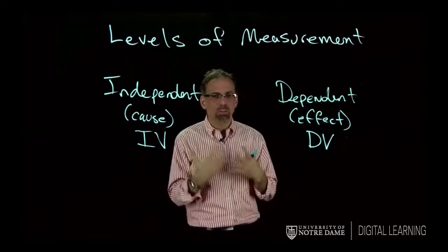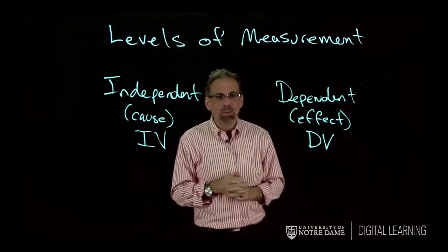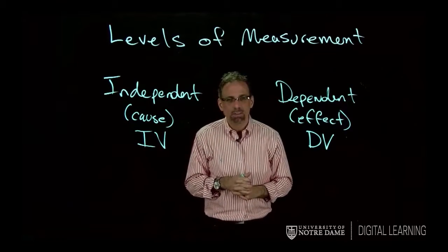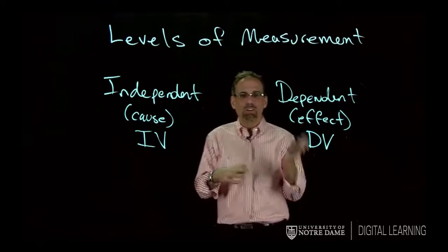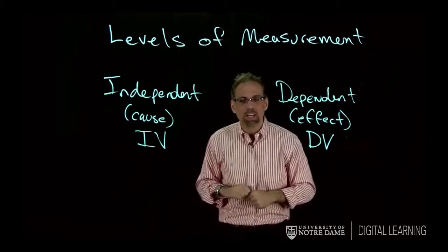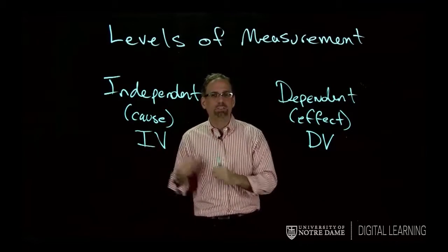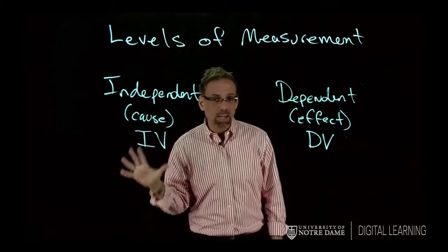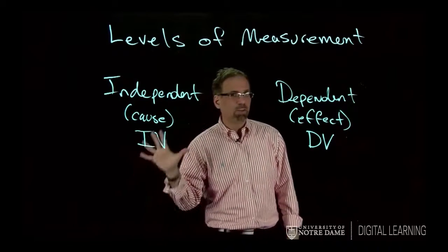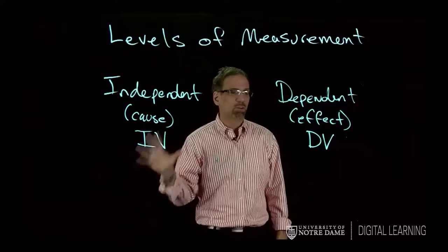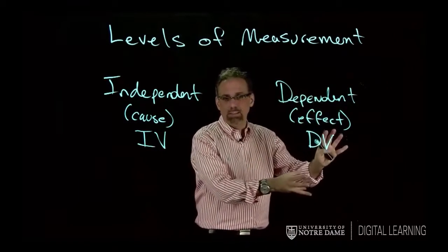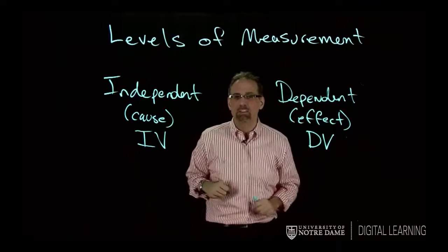Well, supposing my two variables are how many calories you eat a day and your weight, right? Now, your weight doesn't cause how many calories you eat every day. It's the other way around. How many calories you eat causes your weight. So in that case, calories is the independent variable. It's the thing we think is causing something. And the dependent variable is the outcome. It's your weight in that case. It's the effect of how you eat.